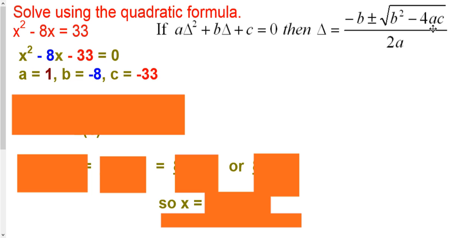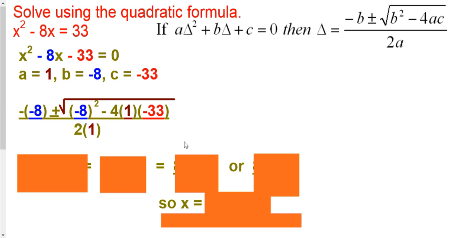All we have to do is go up here to our quadratic formula, replace all of our a's with 1, all of our b's with negative 8, all of our c's with negative 33. Well, if we do that, we get this. Now, all we have to do is simplify. The opposite of negative 8 is 8. Then we square our negative 8, we get 64, and then we multiply this out after the subtraction sign, and when we add that together, we get 196.